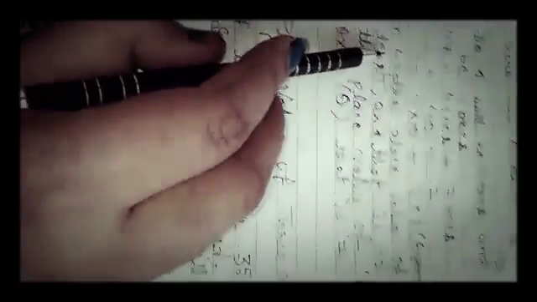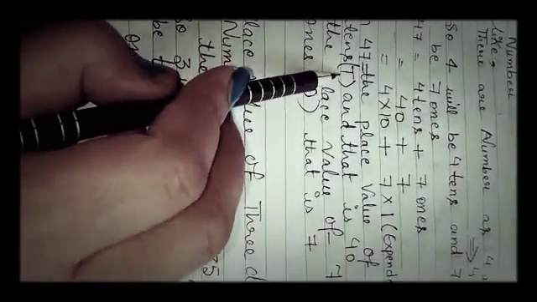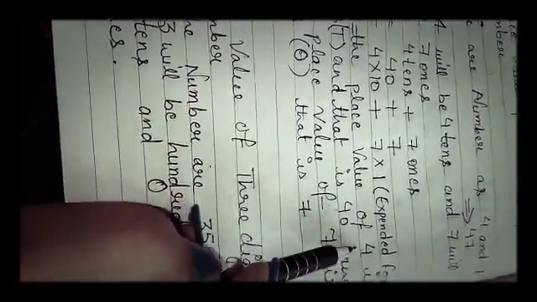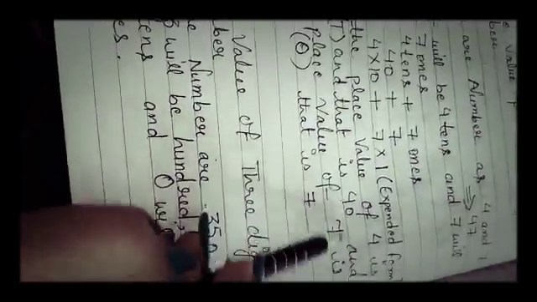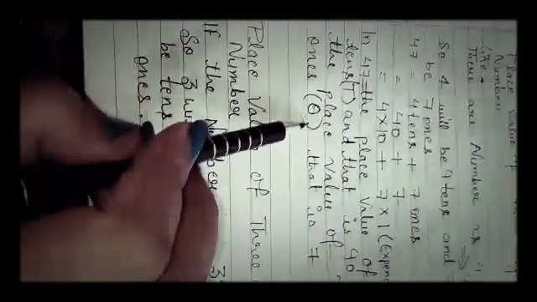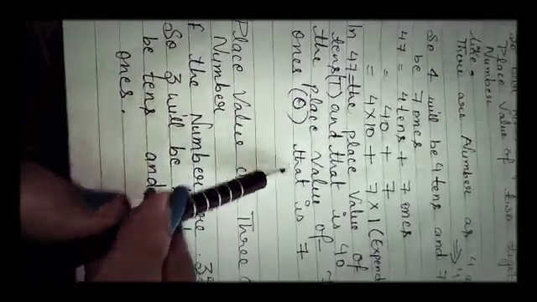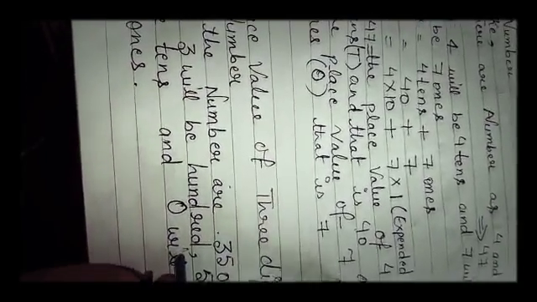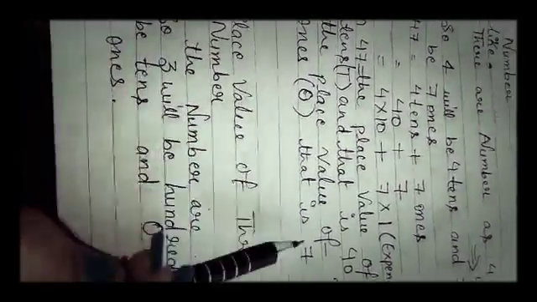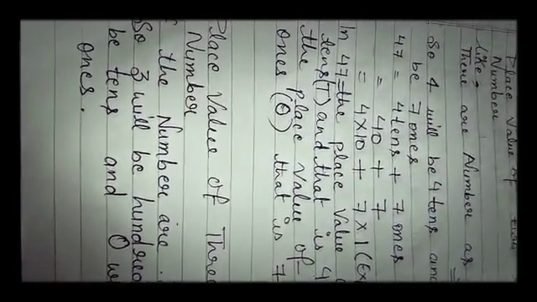In 47, the place value of 4 is tens. We will write it as T, and that is 40. 4 tens is equal to 40, and the place value of 7 is ones. We will indicate it as O, that is 7. 7 into 1 is equal to 7. As the place value of 7 is 1, so 7 into 1 is equal to 7.